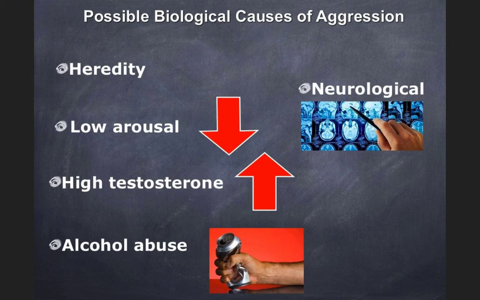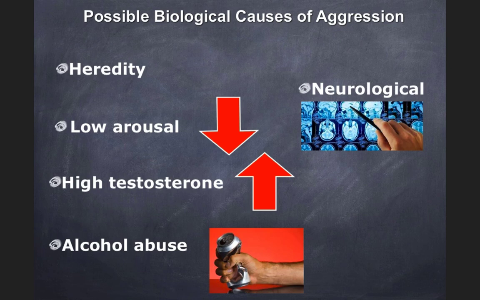So other possible causes for aggression, well, heredity. If one identical twin is aggressive, there's a 50% chance that the other twin will be aggressive as well. Adopted children's aggressive tendencies are more like those of their biological parents than those of their adoptive parents. So with adopted children, it's their biology and their biological parents that have more influence on their aggressive behavior than their adoptive parents, which suggests a heredity basis.